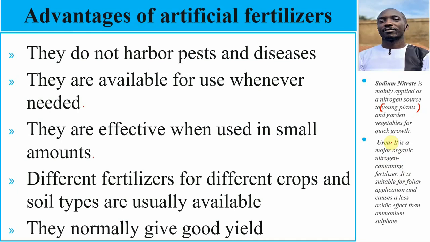Then lastly, advantages of artificial fertilizers. They normally give good yield. In other words, if you apply them, the harvest will always be good if you followed what the instructions were directing you to do.